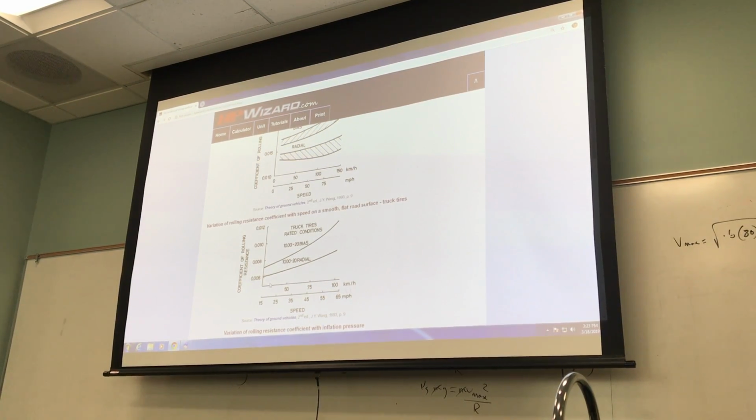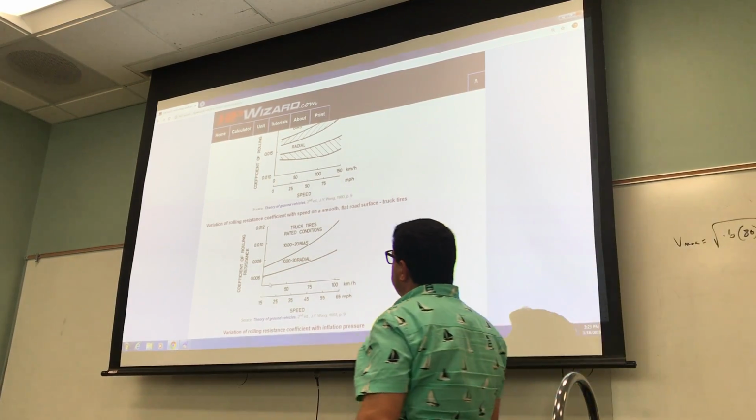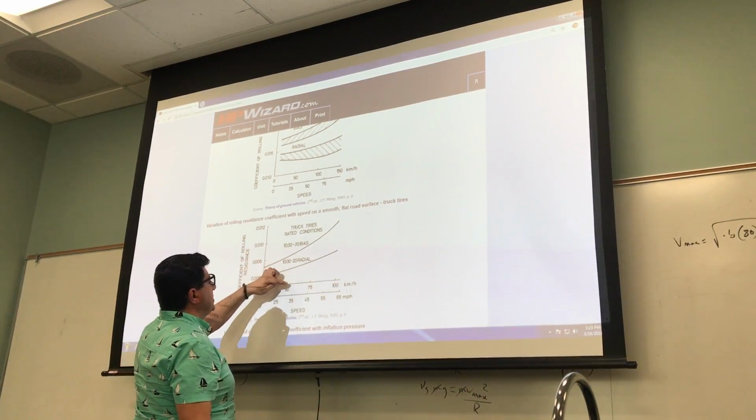Car tires, rated conditions, bias and radial. So how does the size of the tire affect this? Oh, look at this. Coefficient of rolling friction increases with increasing speed.